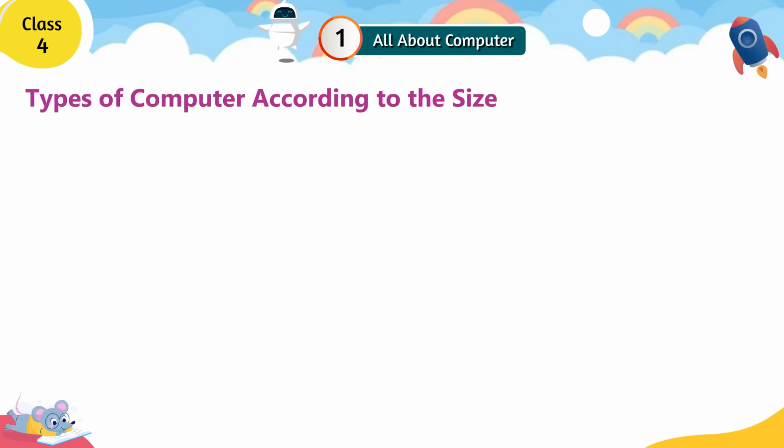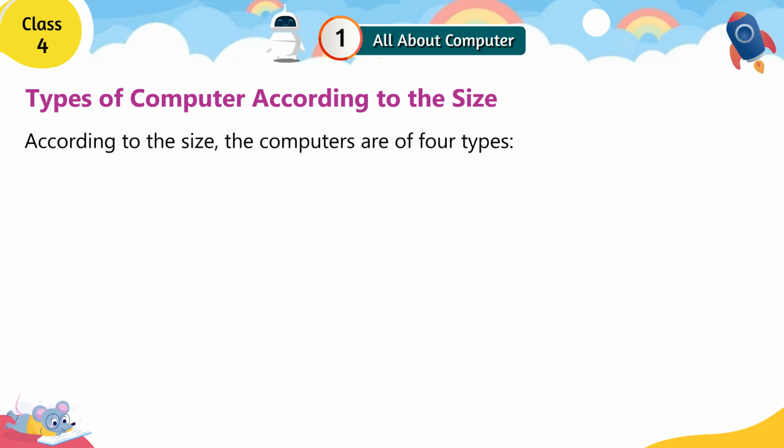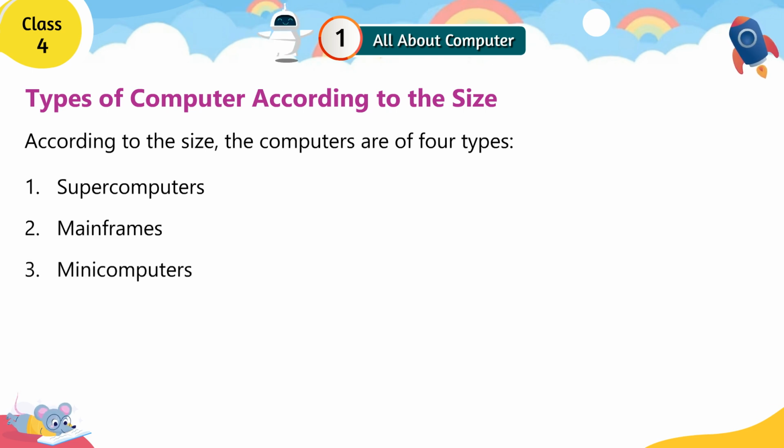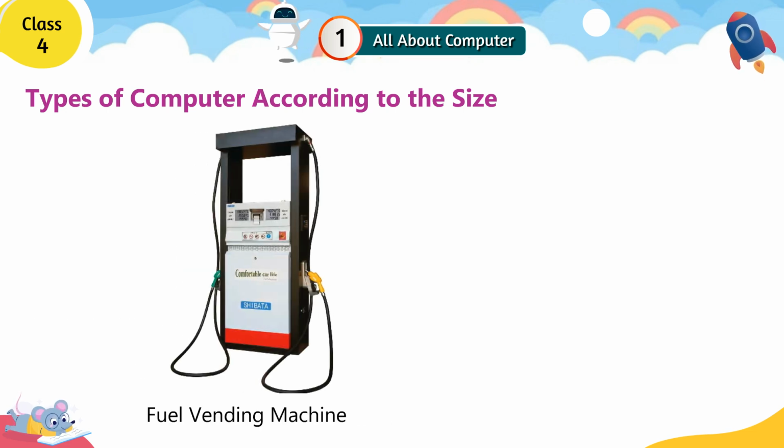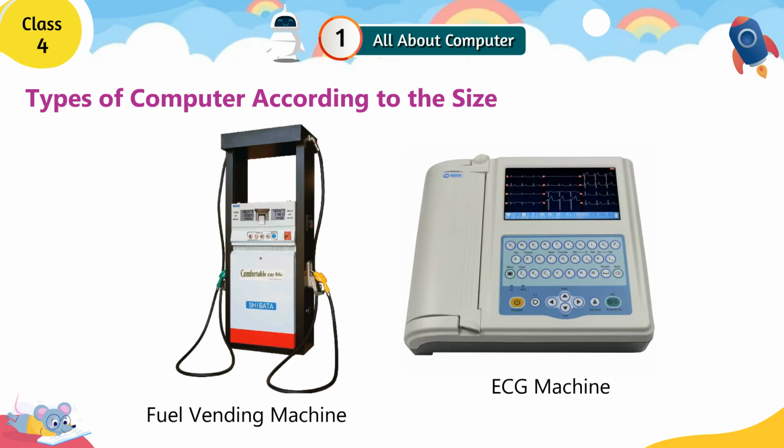Types of computer according to the size. According to the size, the computers are of four types: 1. Supercomputers. 2. Mainframes. 3. Mini-computers. 4. Microcomputers.